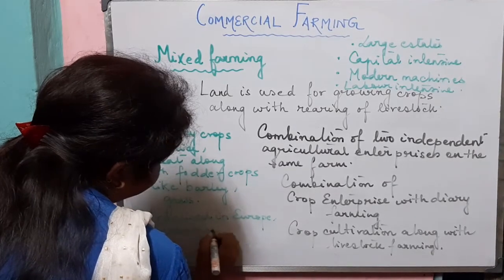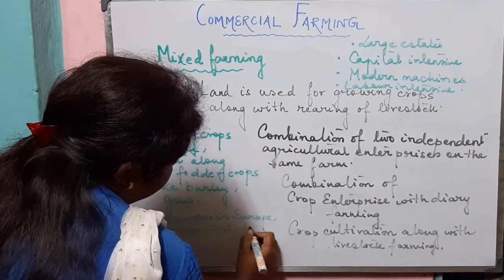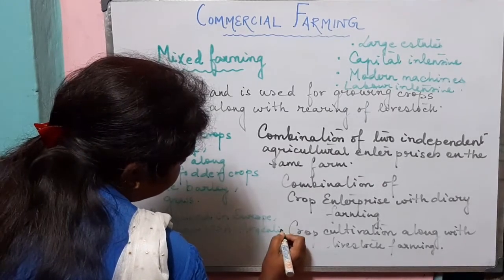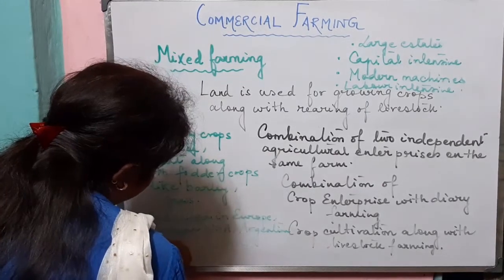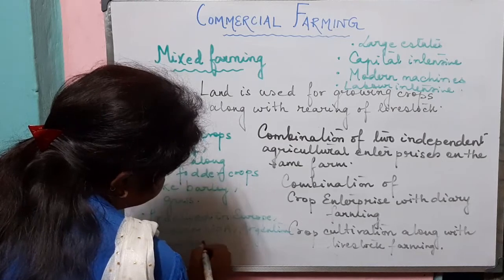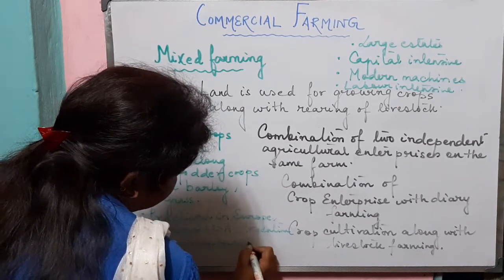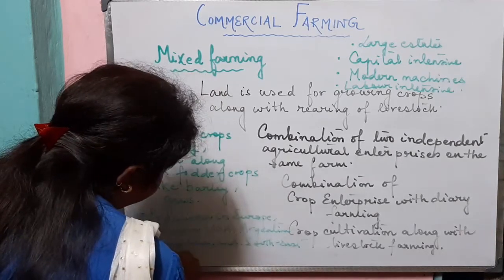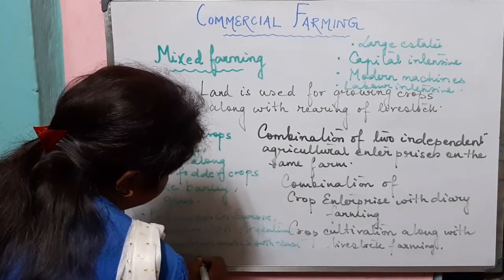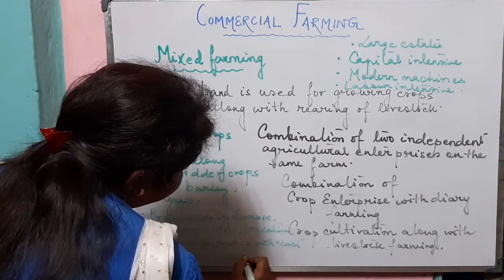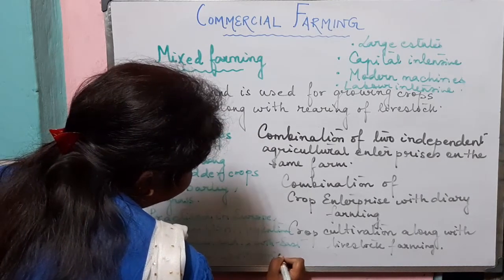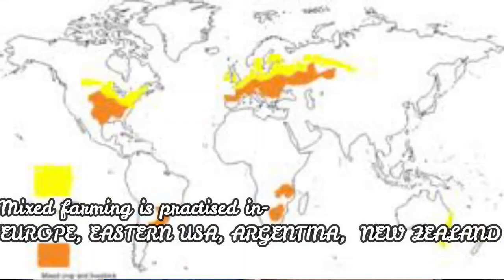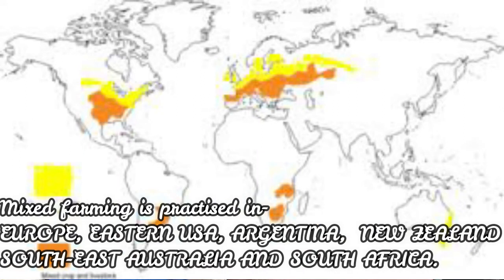Eastern USA, Argentina, New Zealand, Southeast Australia, and South Africa. So mixed farming is practiced in Europe, Eastern USA, Argentina, New Zealand, Southeast Australia and South Africa.